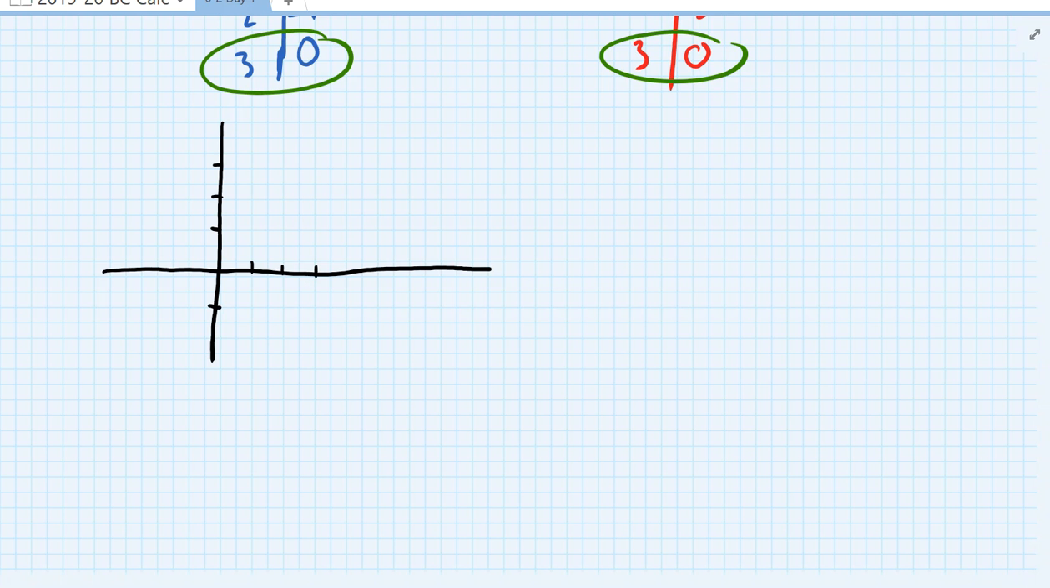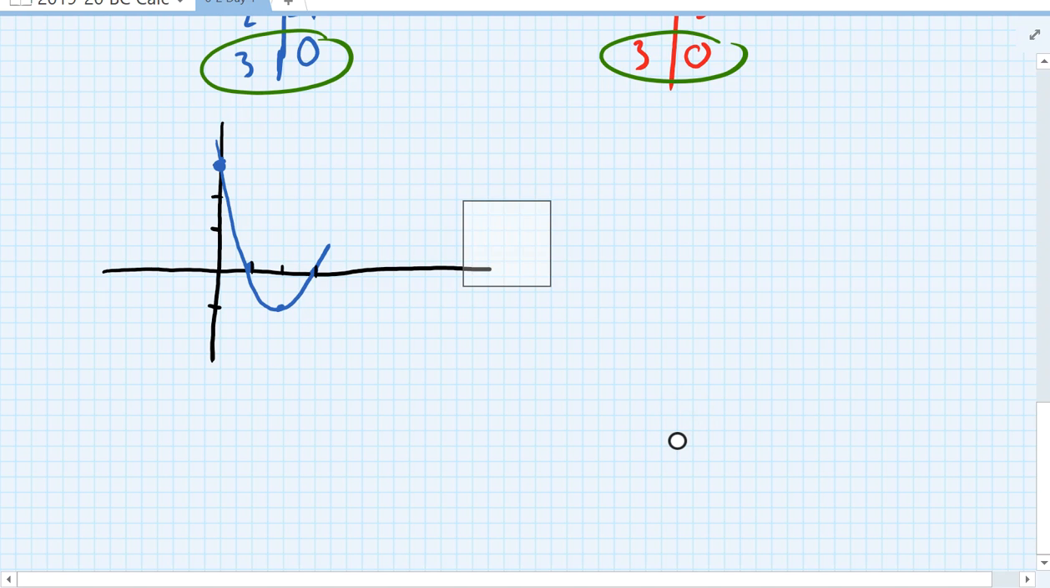Okay, so for f of x, my points are at 0, it's 3. At 1, it's 0. At 2, it's -1, and at 3, it's 0. So it's a nice parabola like so, all right? And then my other one, g of x, starts at the same place, but it goes up to 4. And then it comes down to 3 at 2. And then it intersects here. So it goes like so. This is g of x. This is f of x.